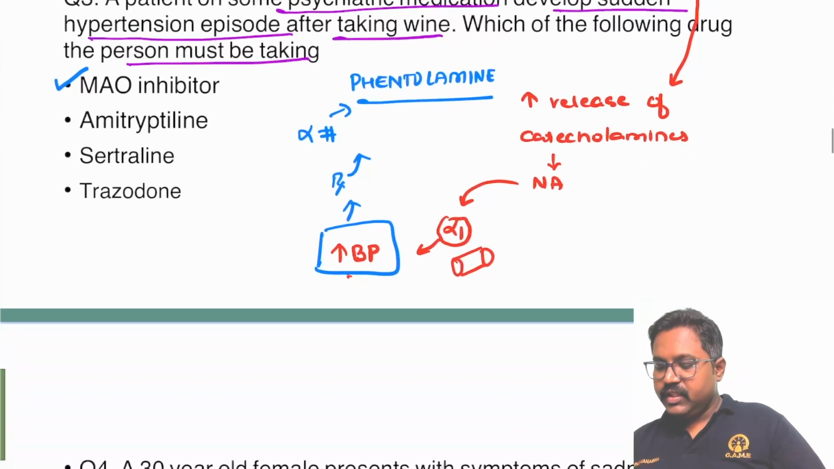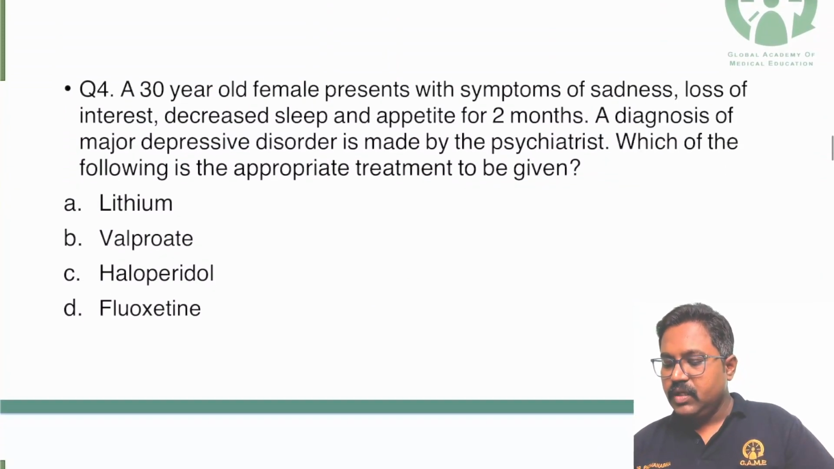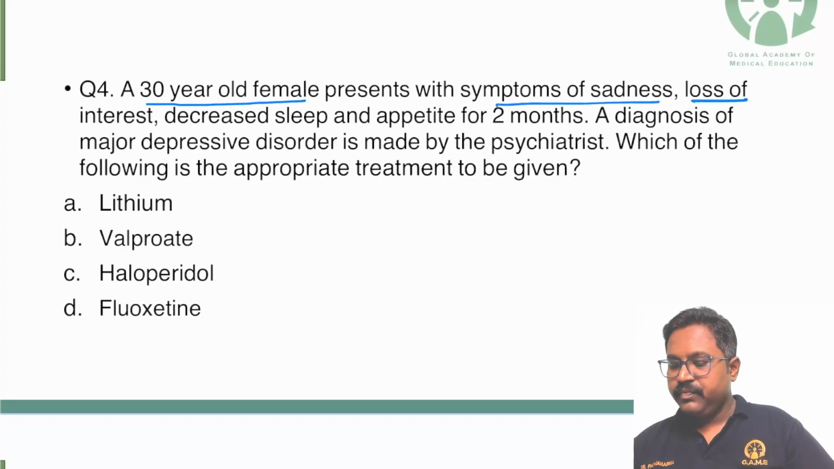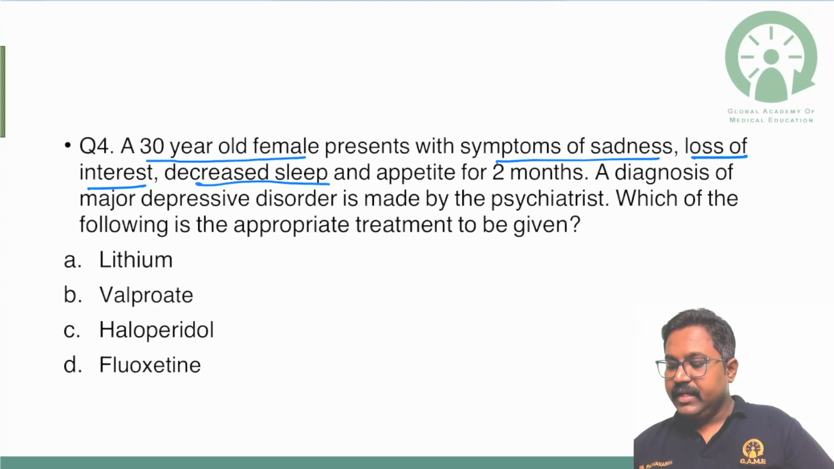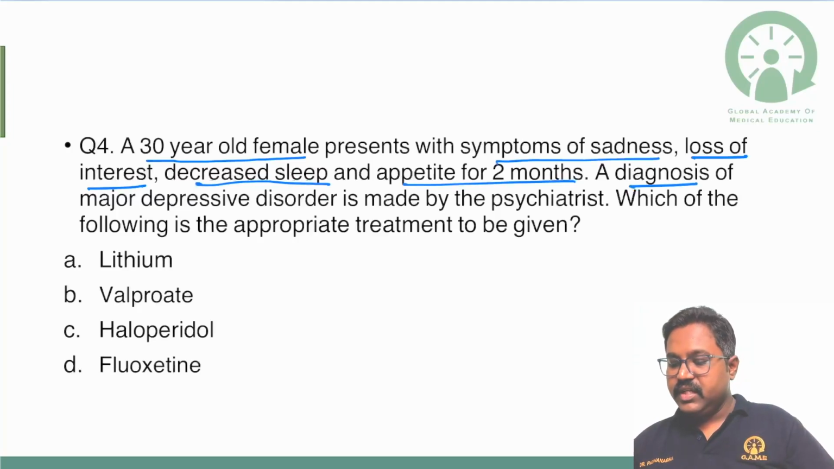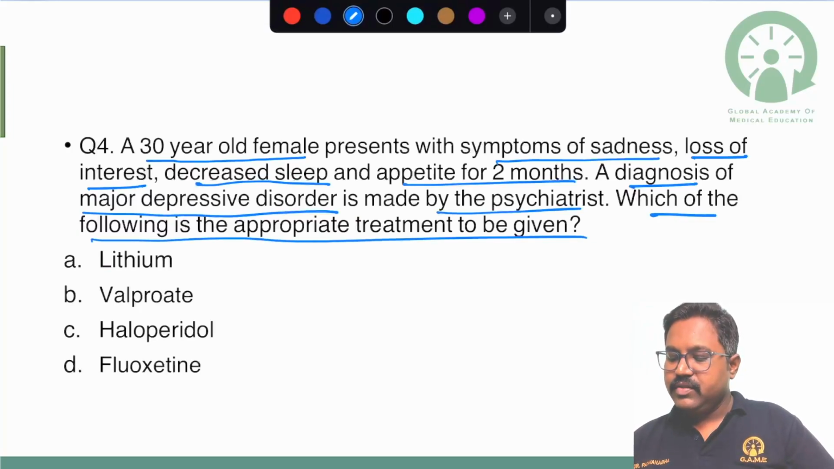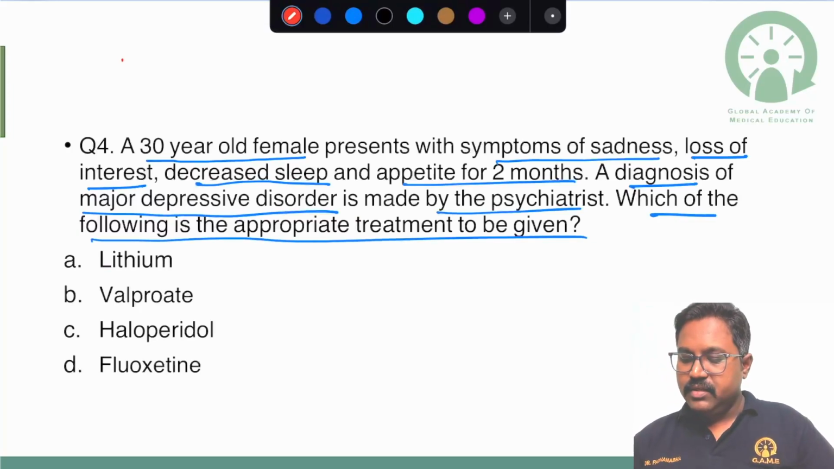Next, moving on to question number 4: a 30-year-old female presents with symptoms of sadness, loss of interest, decreased sleep and decreased appetite for 2 months. A diagnosis of major depressive disorder was made by the psychiatrist. Which of the following is the appropriate treatment to be given? So what is the diagnosis here? The diagnosis made is major depressive disorder.